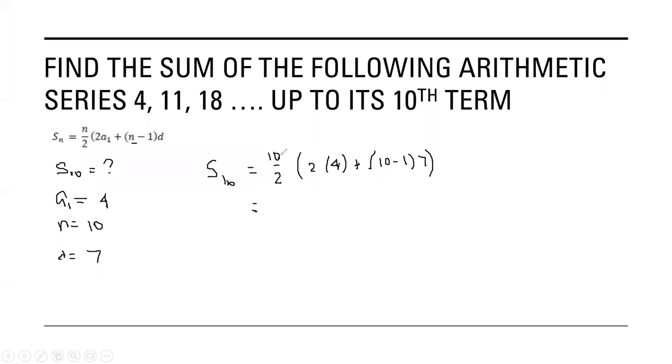But ito nandito, kung kaya natin i-divide, i-divide na natin. Pero kung hindi kaya i-divide, katulad ng kanina, 5 over 2, panatilihin muna natin siyang fraction. Okay, wag muna kayo magde-decimal. Since 10 divided by 2 can be, that becomes 5. Kaya na natin yan. Then we have 2 times 4, that will be 8, plus 10 minus 1, that is 9, times 7, 63. Then continue. So 5 times 8 plus 63, that becomes 71. Then 71 times 5, it's 355. So our S sub 10 is 355.